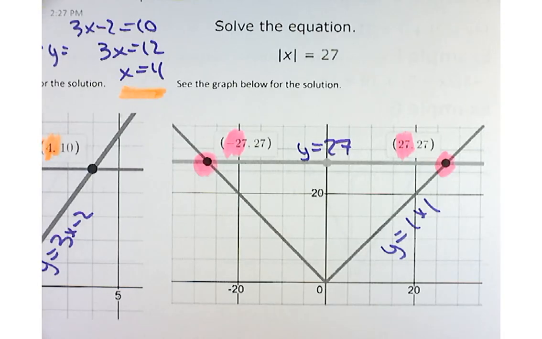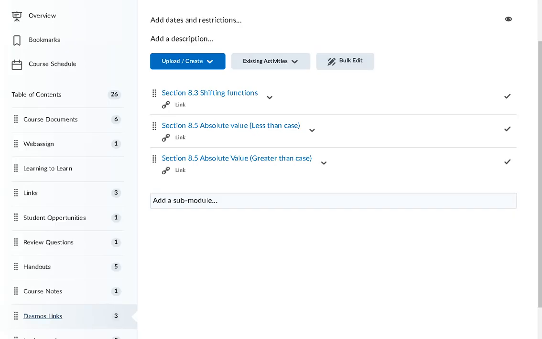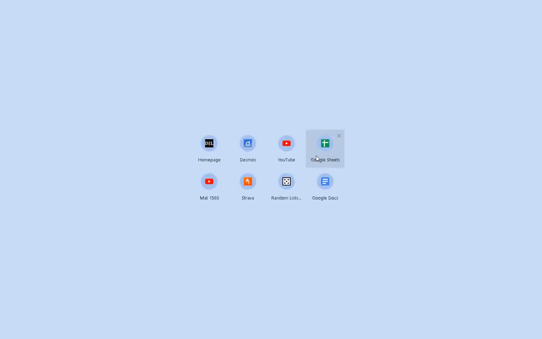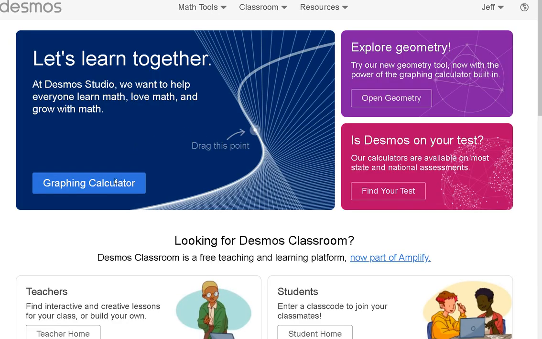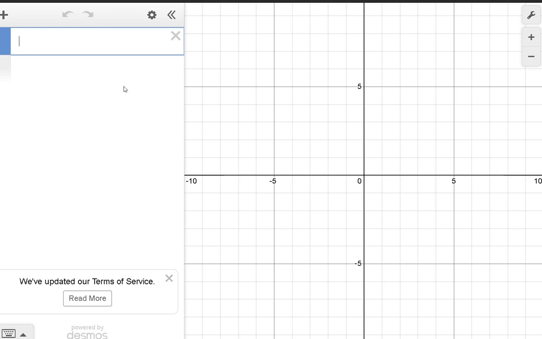So in general, that's what's going to happen when you're working with absolute value equations. In general, you're going to get two solutions. Now, do you always get two solutions? No. In fact, other things can happen. Let me just open up Desmos real quick and show you some of the other things that can happen.